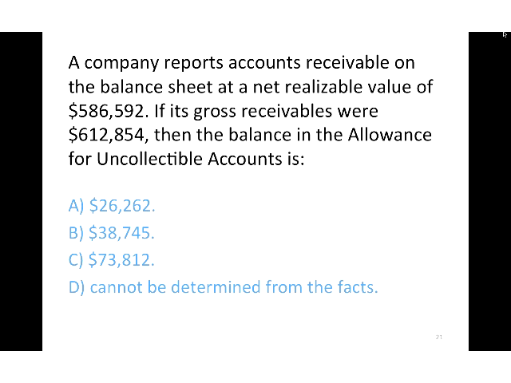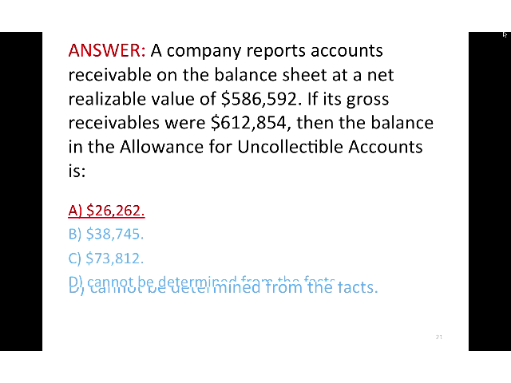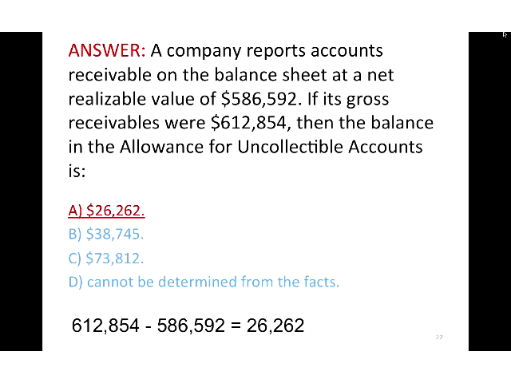And how we got that is we're saying that the net realizable value, the bottom, is 586,592, and the top number, gross, is 612,854. So the difference between the two was 26,262.